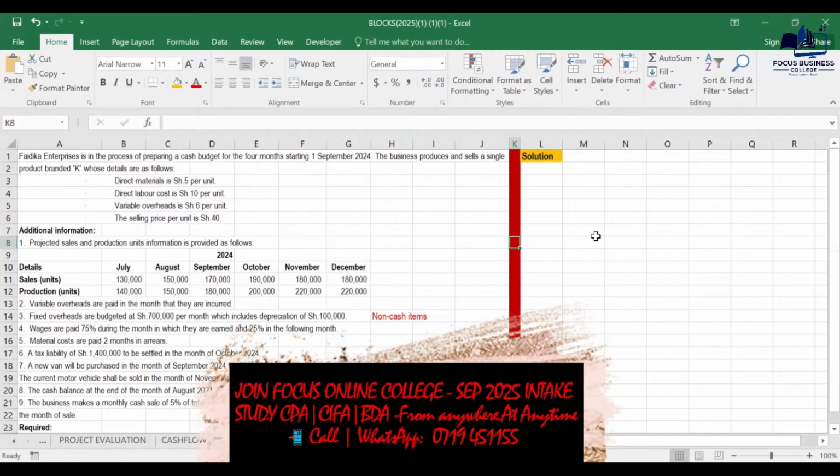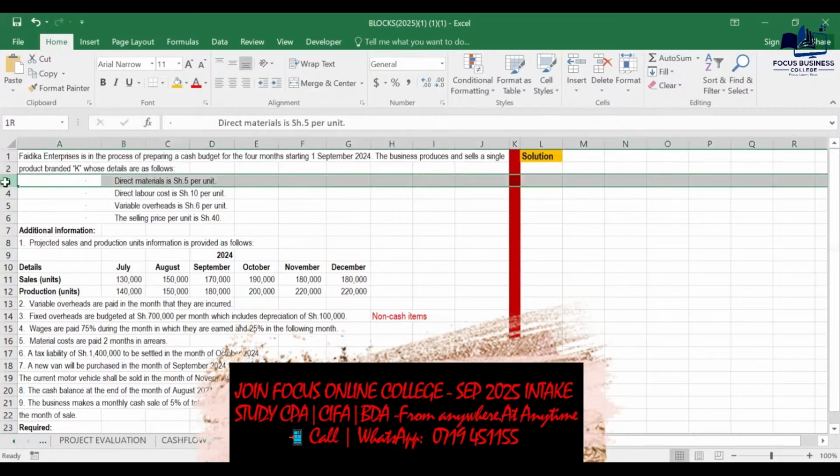So maybe we can see which expenses or which workings we can compute. Now here, we are told this company, which is called HHC, basically produces and sells a single product, which is called product K, and we are given the details. So these are basically the production costs.